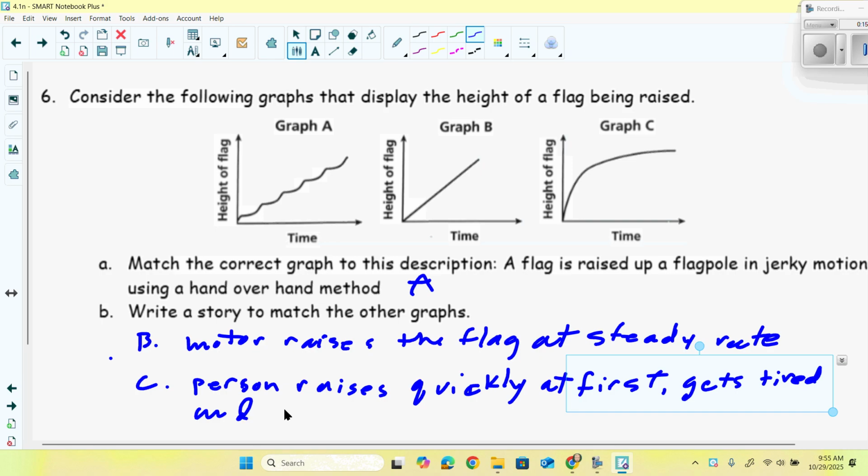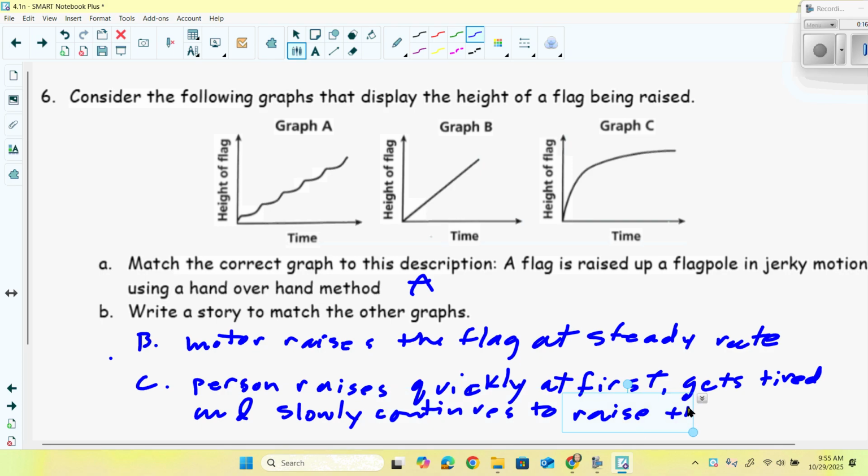And slowly continues to raise the flag. I should have typed this out and just clicked on it. My writing's pretty rough here. But you need to get the idea that there is a steady rate, an increasing but slower and slower rate, as well as why that is happening, okay?